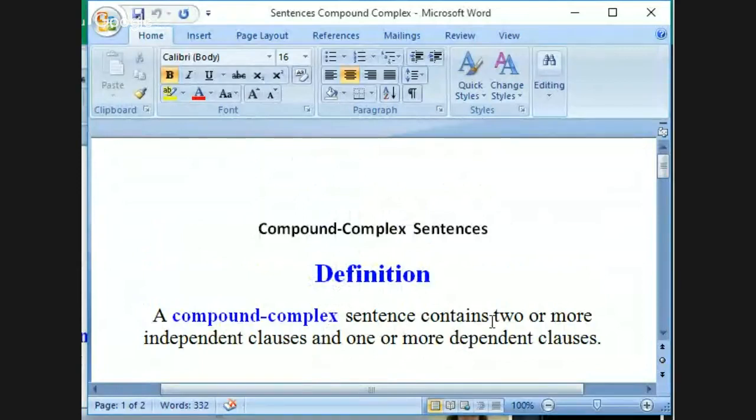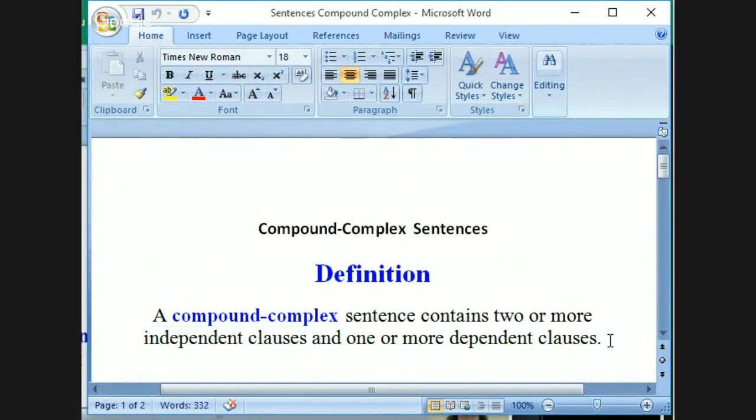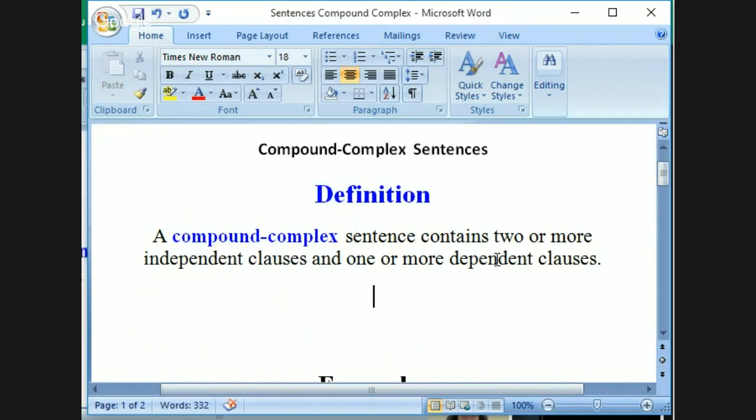A compound complex sentence contains 2 or more independent clauses and 1 or more dependent clauses. An independent clause can also be called a simple sentence. Monica, what do I need to make a simple sentence? What must a simple sentence have? Well, first, a subject noun, absolutely. And then the verb. Subject noun and a verb. Yes, you are correct. It must have a verb. And what else?